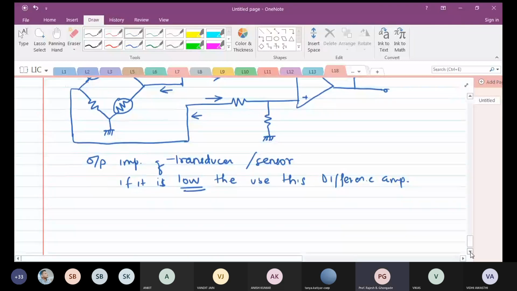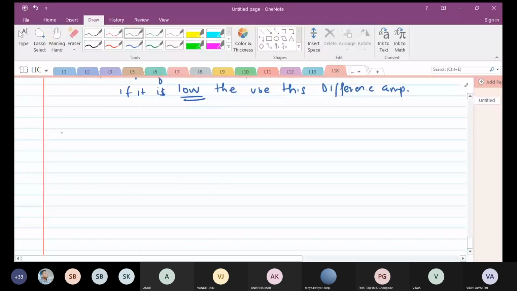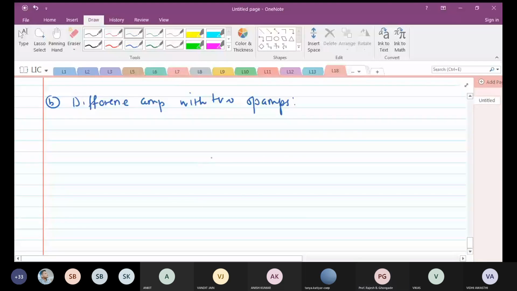Okay, let us move ahead fast. So we have another variation, the difference amplifier with two op amps. This is a modification to the first one, rather an improvement to the first one.